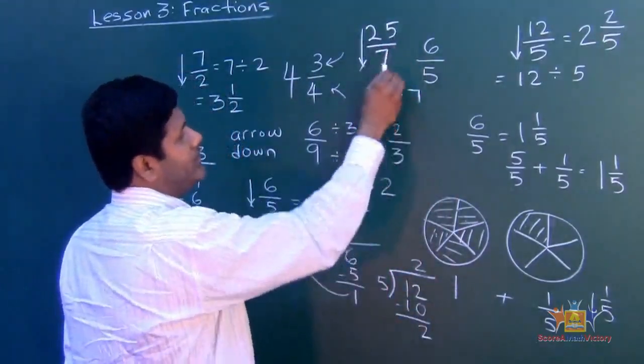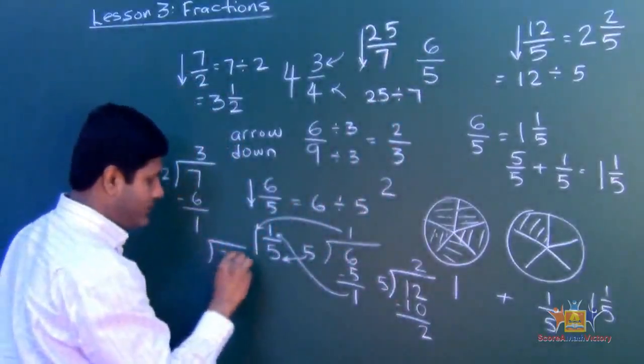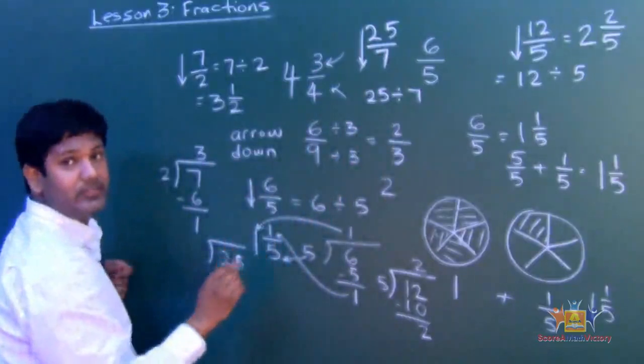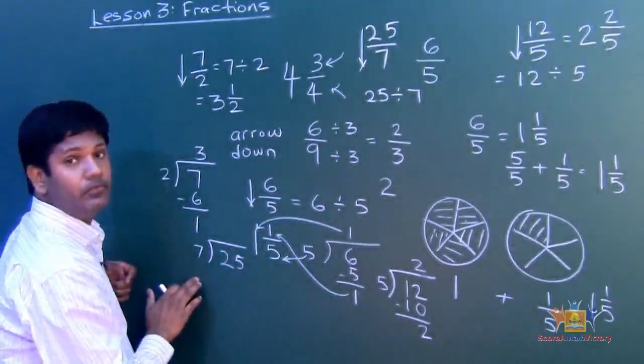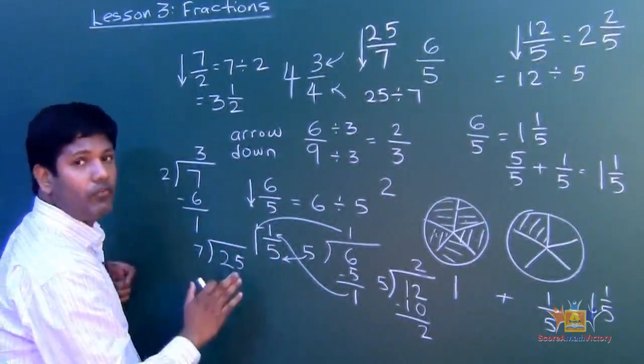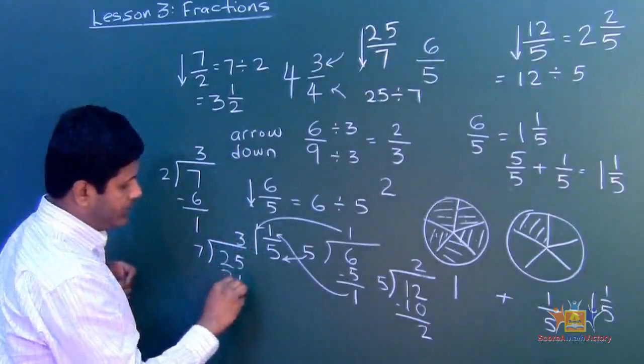25 divided by 7. Okay. So 25 is kind of into Mr. Mac, I'm going to put inside the cage. And the 7 is kind of out from Mr. Mac, I'm going to put outside the cage. In 25, there's how many 7? Very good. There are 3, okay? Because 3 times 7 is 21.